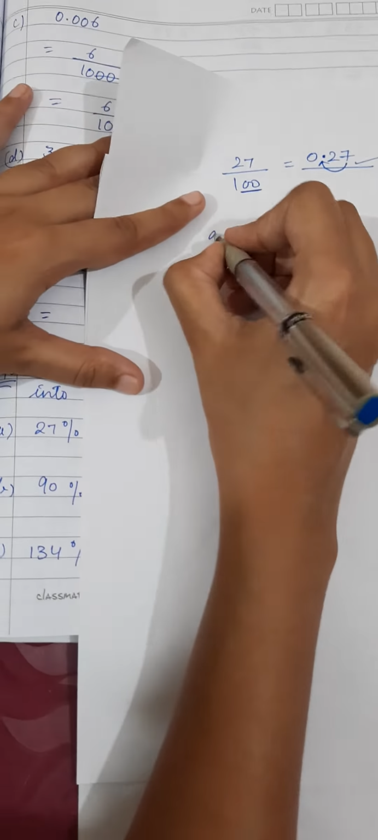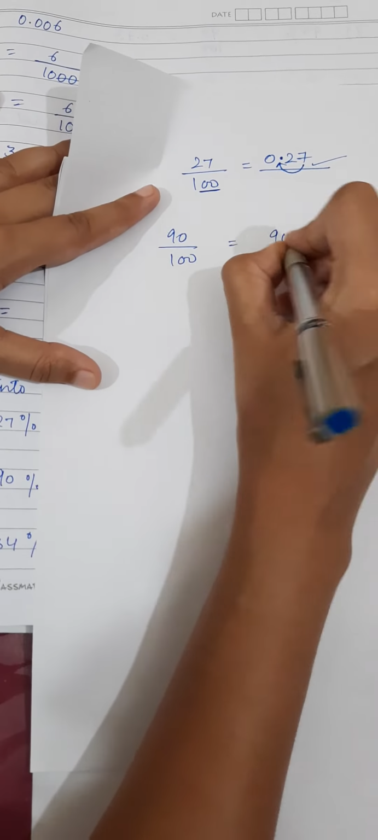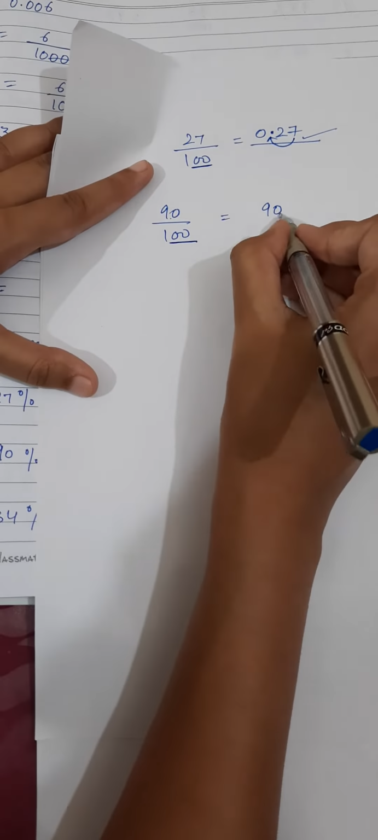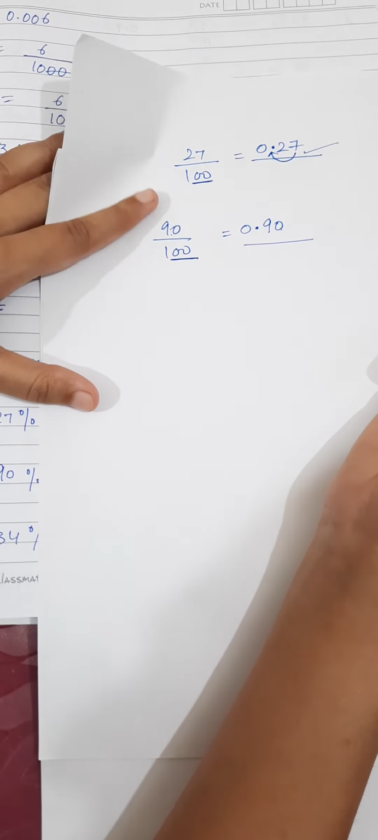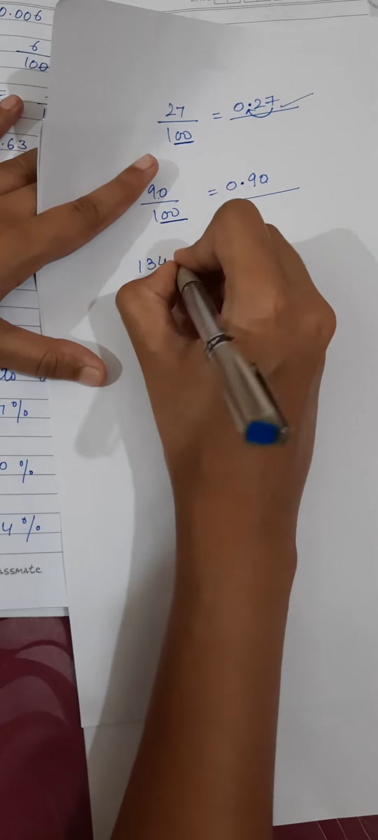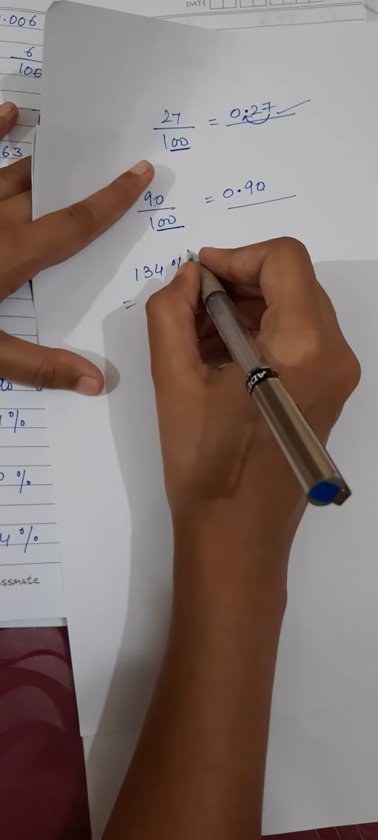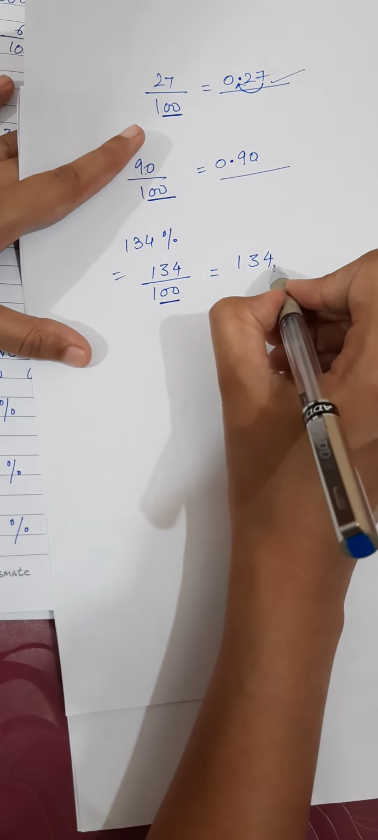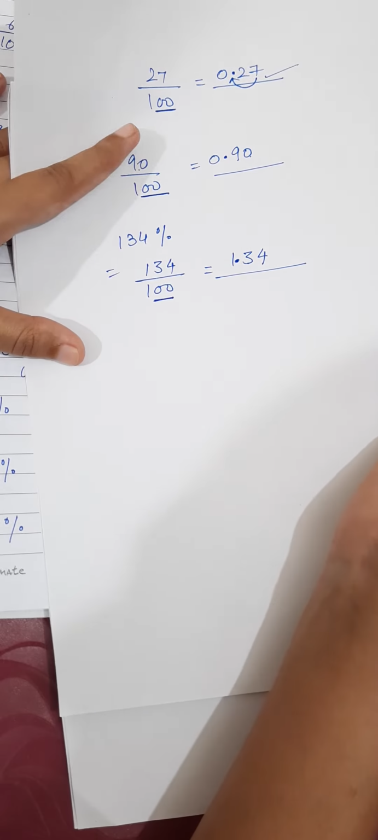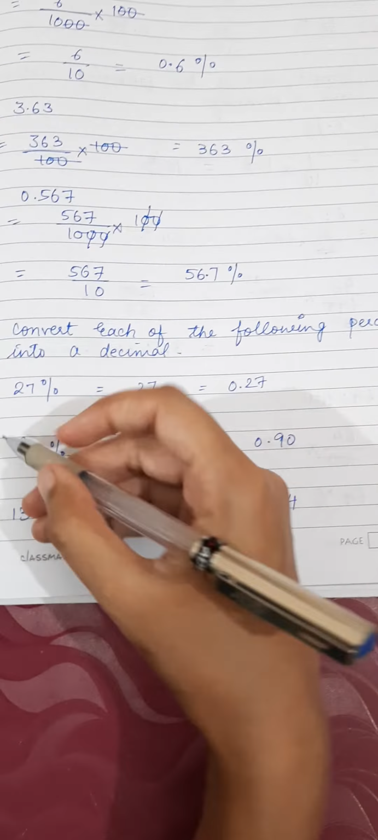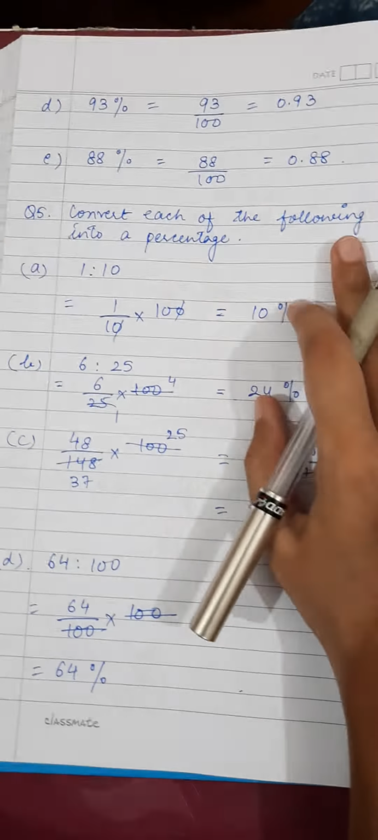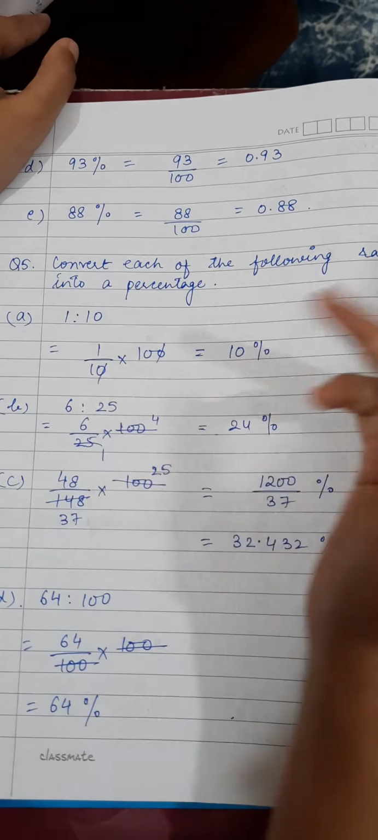Let's take one more example. 90 upon 100, write 90 as it is. Write the numerator as it is. How many zeros are there in the denominator? 2. So 1, 2 and then keep the decimal. Answer. Next, 134%. First of all, remove this percentage sign. 134 upon 100. Write 134 as it is. Now how many zeros are there? 2. So from the back 1, 2 and then decimal. 1.34 is your answer. You just have to change these percentage signs into decimals, so I have kept it in the decimal. Next, 93% you can do, 88% you can also do by yourself.